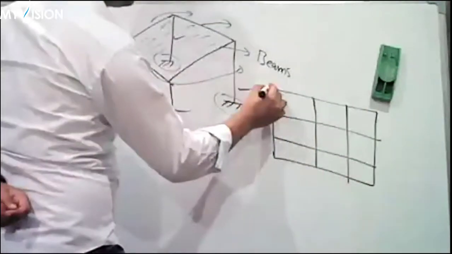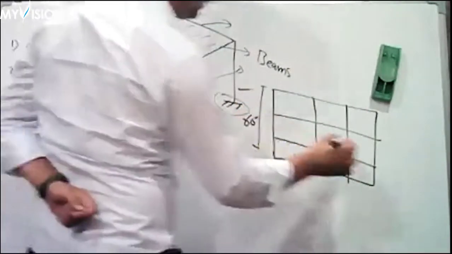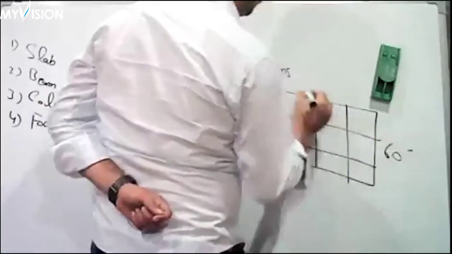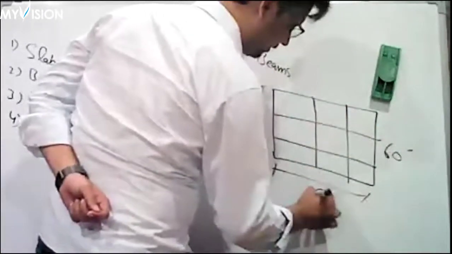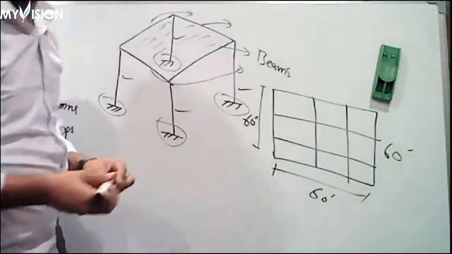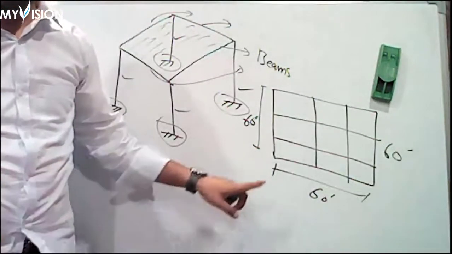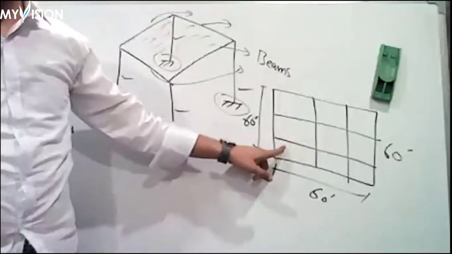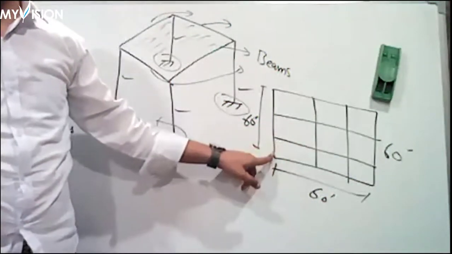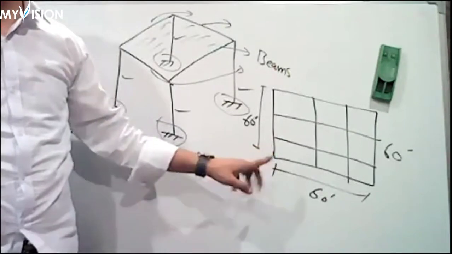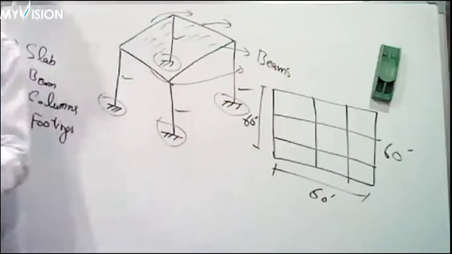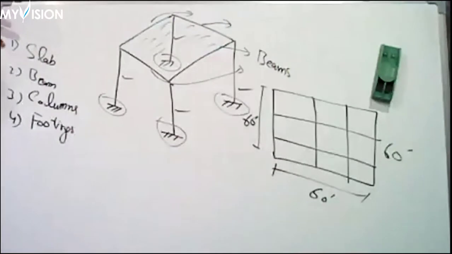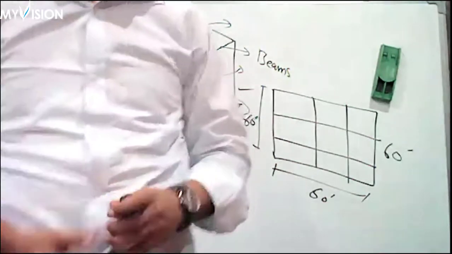And this project, this is your 60 feet, and this dimension is also 60 feet. In this project, you have to design the slabs first, then the beams, then the columns, and after the columns you have to design the footing. There are 4 steps involved: slabs, beams, columns, and footing. Clear? Is it clear, Mr. Bell?